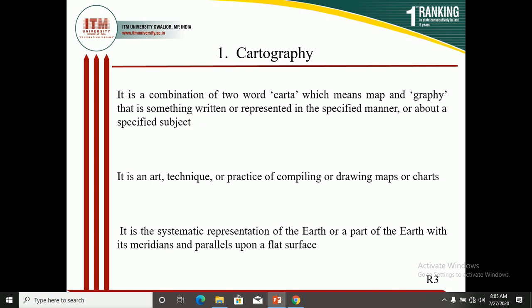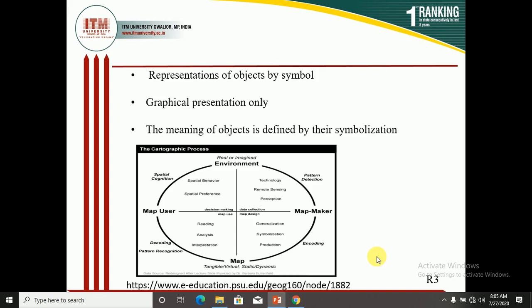Cartography is a science that basically deals with making or drawing a map or a specific chart which represents certain land features or any object in a specific form which is easily understood by the reader. In cartography, the representation of the earth or any part of the earth is made.